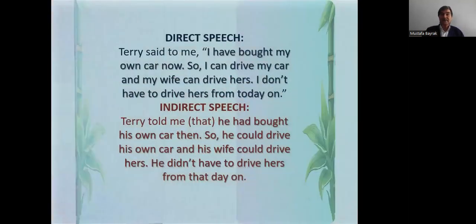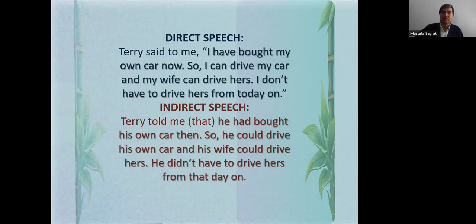Okay, now let's see a little bit more comprehensively. Direct speech and indirect speech. Direct speech. Terry said to me, "I have bought my own car now. So I can drive my car and my wife can drive hers. I don't have to drive hers from today on." Or "I won't." Both are possible. You know this. "I won't have to drive her car from today on."